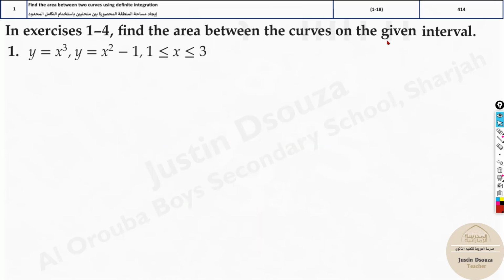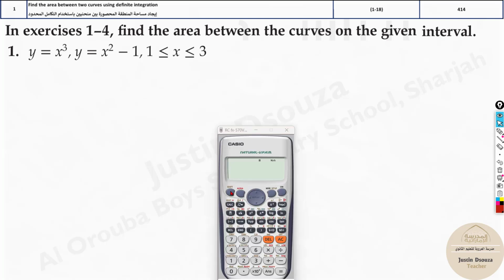First, let's take out our calculators. Before we begin, let's clear our calculators by pressing Shift 9, 3, equal to and AC. Now it's cleared. Here you can just choose any equation. This is the integral symbol. Choose any equation. I don't know which is upper or lower. It's x cubed minus, let me use the other equation. Don't forget to use the brackets.